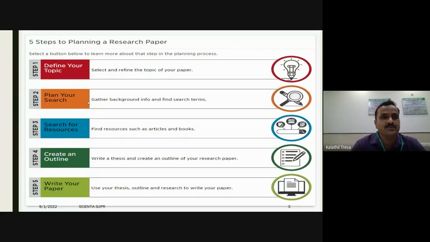So these are the 5 most important steps: the selection of the topic, literature survey, searching of the resources, then creation of the outline, as well as the writing of the research paper. If you remember these 5 steps in research paper writing, then it will be very useful to all of you.